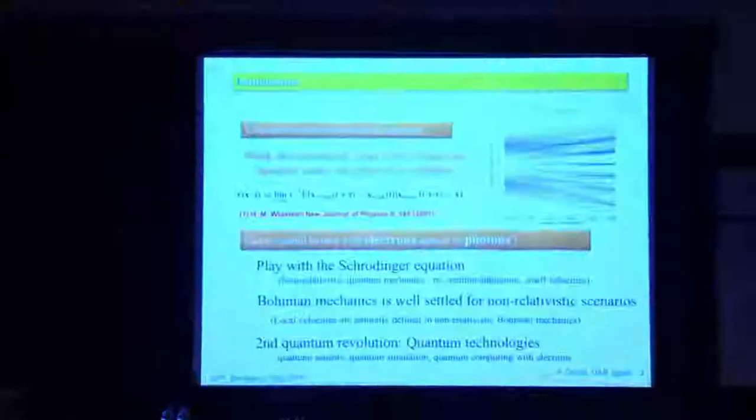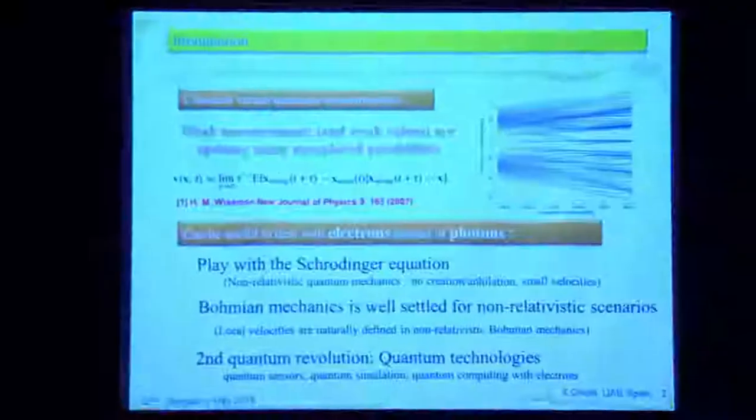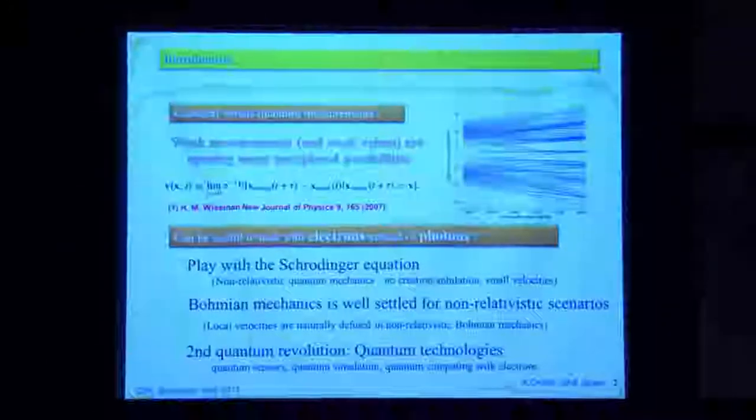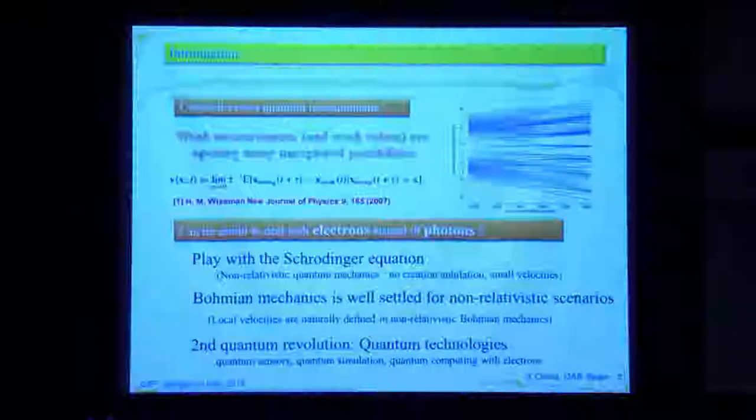Computing velocities, this was the work of Wiseman, who was the first to propose this type of measuring of local velocities in quantum systems. But in my talk I will not discuss photons, I will discuss basically electrons. And there are several reasons. One is that we will play with something a little simpler, just the Schrodinger equation, without relativistic effects, with no creation or annihilation of particles.